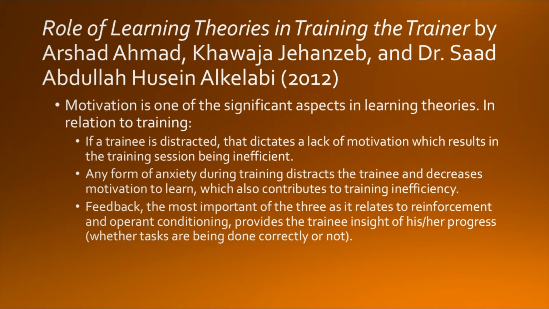In relation to training, if a trainee is distracted, that dictates a lack of motivation, which results in the training session being inefficient. Any form of anxiety during training distracts the trainee and decreases motivation to learn, which also contributes to training inefficiency. Feedback, which is the most important of the three as it relates to reinforcement and operant conditioning, provides the trainee insight of his or her progress, which basically means whether the tasks are being done correctly or not.